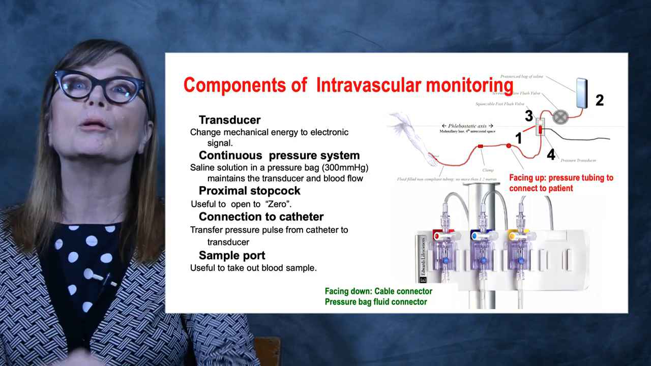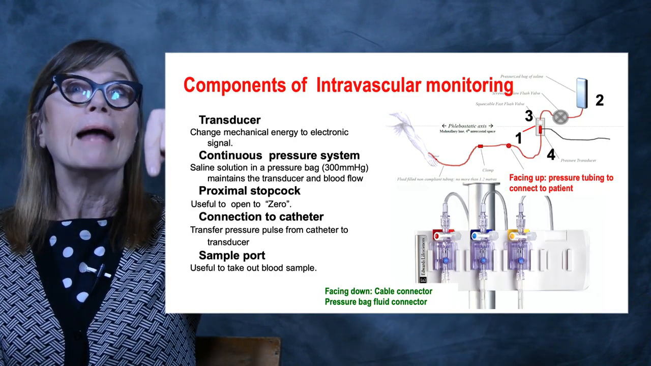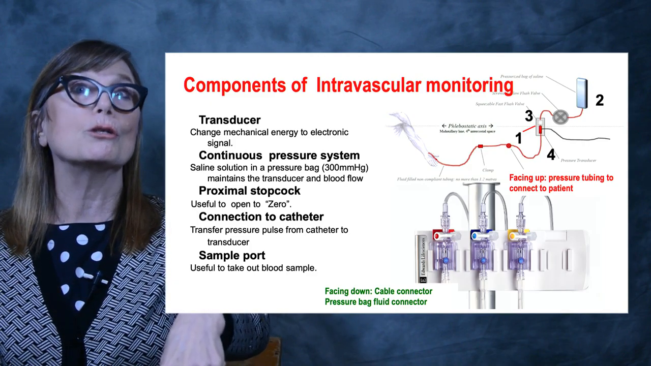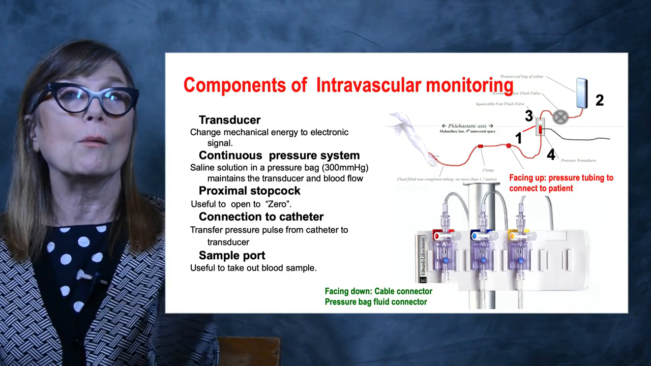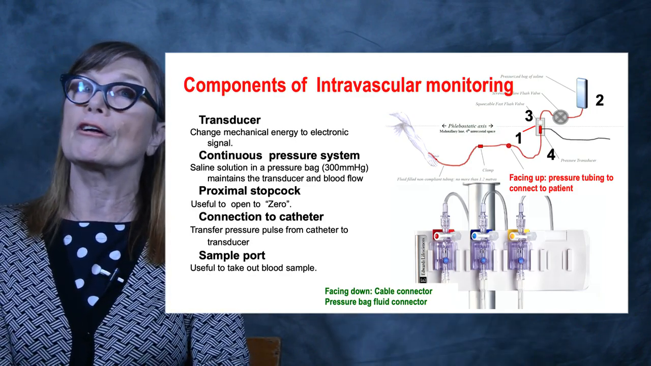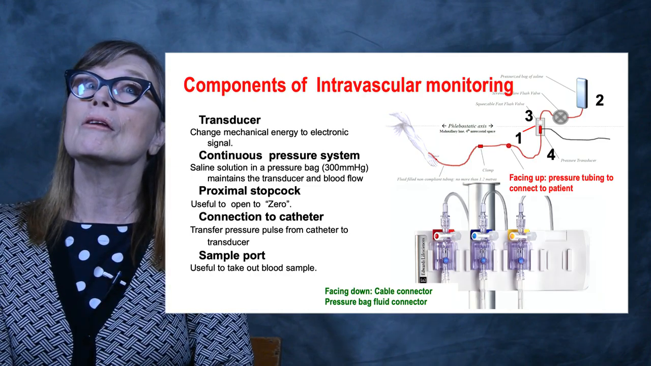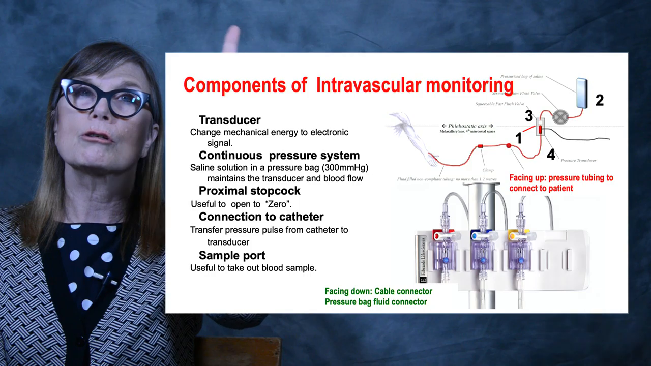Next to that, the blue line with the pressure tubing pointing up and the cable and the connection to your fluid tubing always pointing down, always, always, always. So when you look at your transducer, you should never have a problem figuring out which way it should slip into the holder. Pressure cable, fluid tubing down, pressure tubing up.